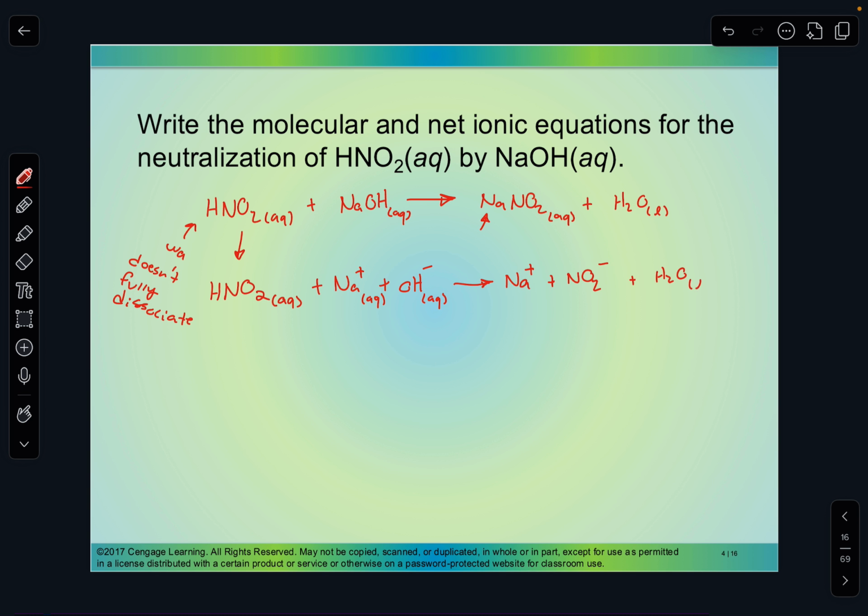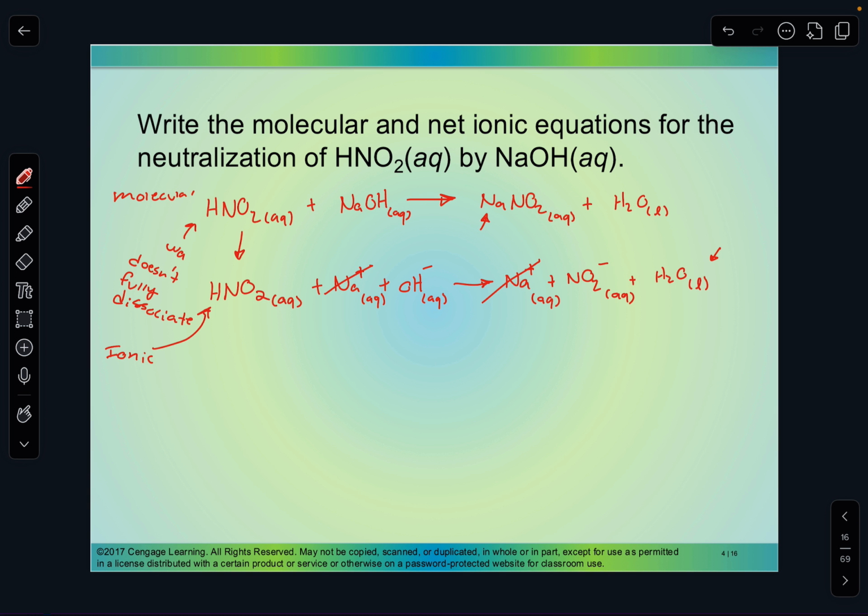And remember that this is a type of precipitation. It's really a neutralization to make water, and especially if it's in water, you won't be able to tell the water that you made from the water that was there already, so we don't really call it a precipitation reaction, but we do have something changing phase. And so now this is our molecular, this is our ionic. And to make the net ionic, we just have to cancel out things that are on both sides.